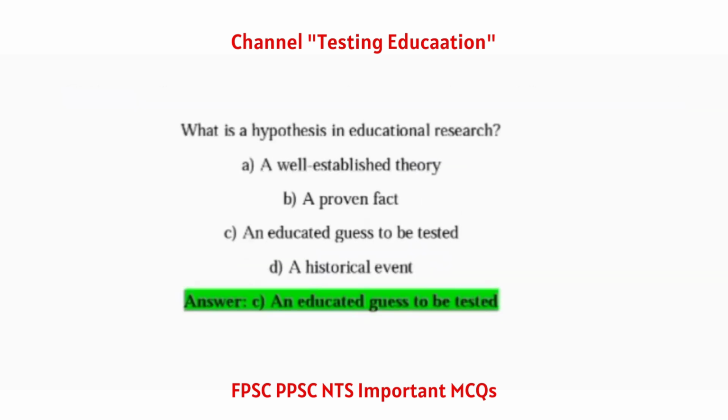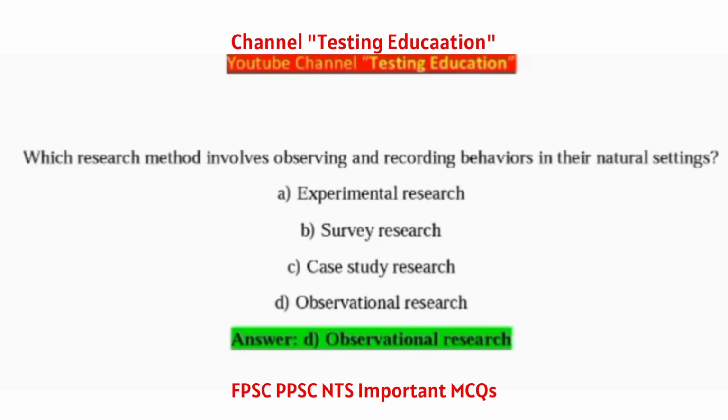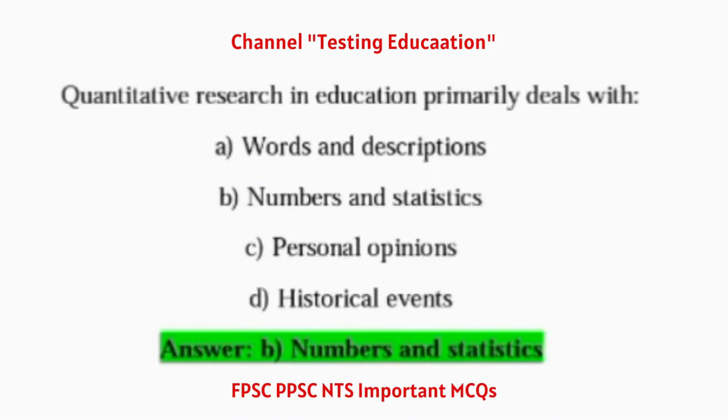Number 3. What's the hypothesis in educational research? And the answer is an educated guess to be tested. Number 4. Which research method involves observation and recording behavior in their natural settings? And the answer is observational research. Number 5. Quantitative research in education primarily deals with, and the answer is numbers and statistics.